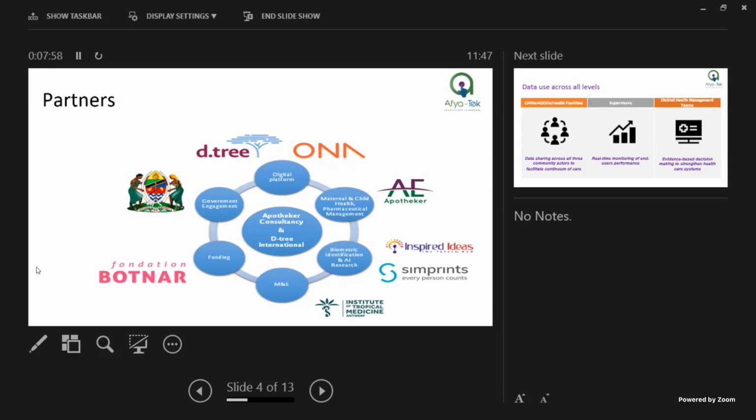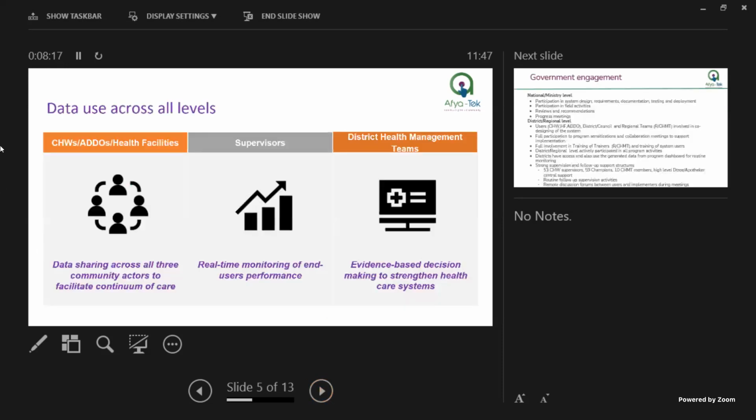Previously we were working with Simprint, but we're still not working with them for now, since last year. And of course, we've been working closely with the government of Tanzania, and this program is funded by Foundation Botna, who are based in Switzerland.